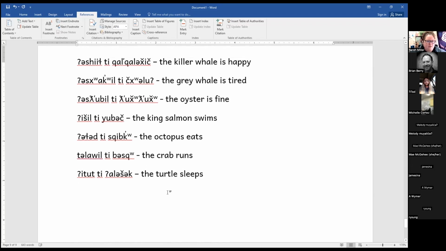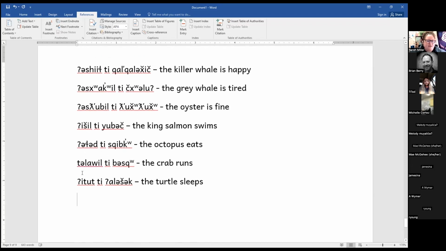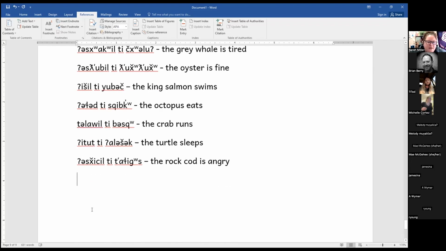Let's see. E2 T Alashuk. E2 is to sleep. The turtle sleeps. E2 T Alashuk. Let's do. I know we started out with emotions and then we did some verb. Let's go back to emotions. As geitziel is to be angry. As geitziel tit achligs. And that is the rock cod is angry because he's bossing people around and they didn't like it. So they put him in his place.